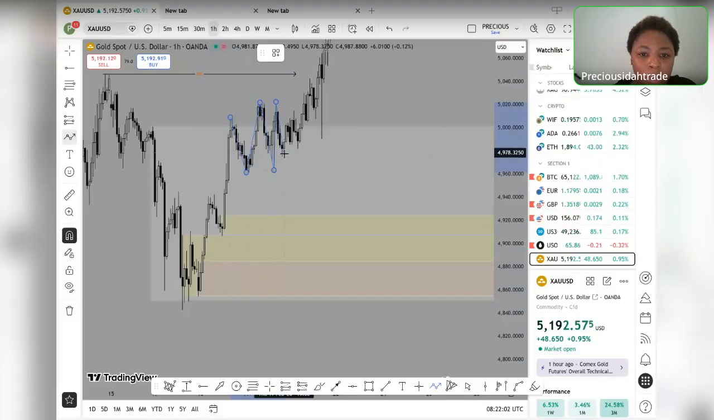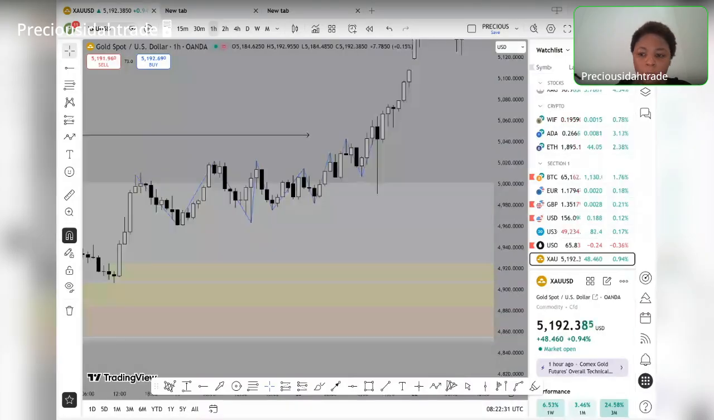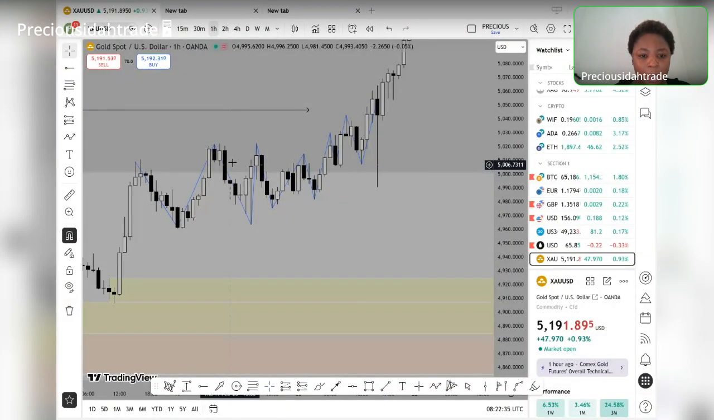Move, created another high, came down to mitigate this low again. Move upward, created this low, came down to mitigate this low again, and high, low, price came down to mitigate this low before moving all the way up to the upside. So this is an internal structure, so it's not looking fine, it's looking ugly, but the goal is for us to understand. So here has already been mitigated.